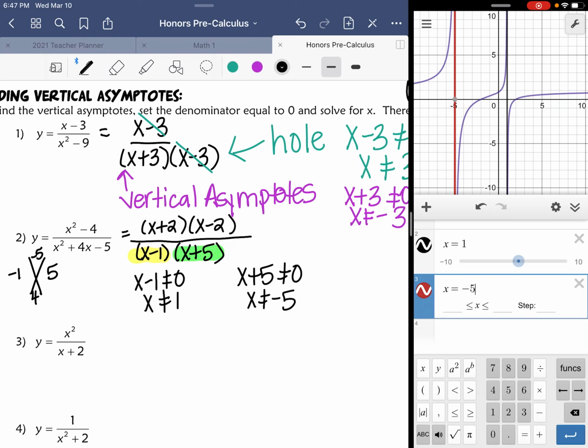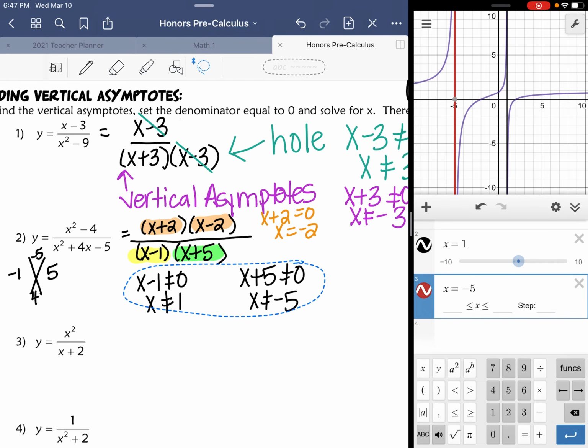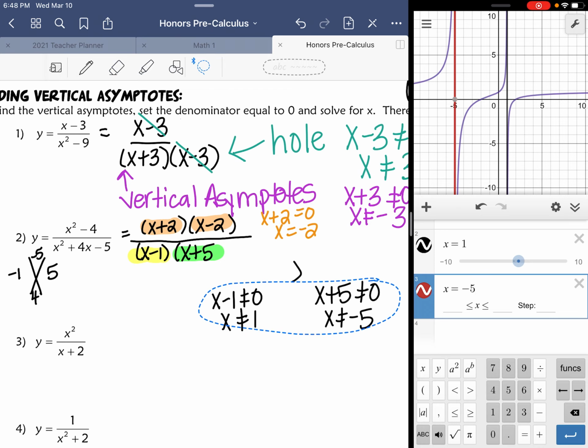So an x-intercept occurs with whatever's left in my numerator. So when I look at my numerator, I have x plus 2 and x minus 2. All right, so if I look at the values here, I'm going to do this in orange so we can kind of color code here. So x plus 2 equals 0, so x equals negative 2. And I have, let me move this out of the way. All right, so now I have x minus 2 equals 0, so x equals positive 2.